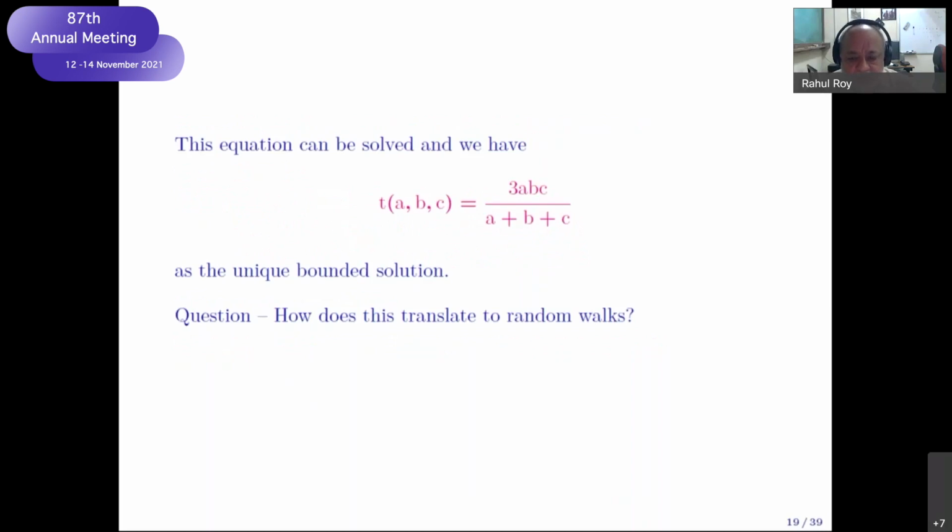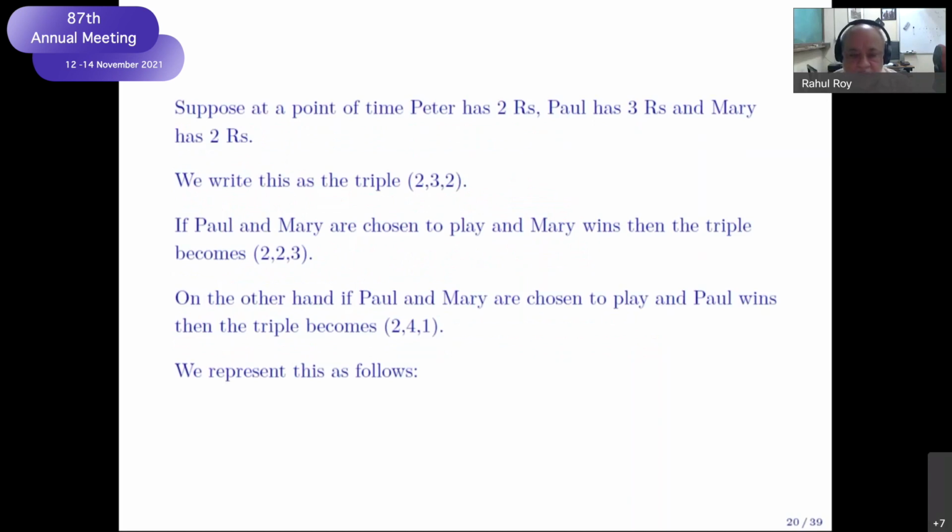This equation can be solved, and we know that the expected time is 3ABC over A plus B plus C. Again, this is a unique bounded solution. So I want to now phrase it as a random walk problem.